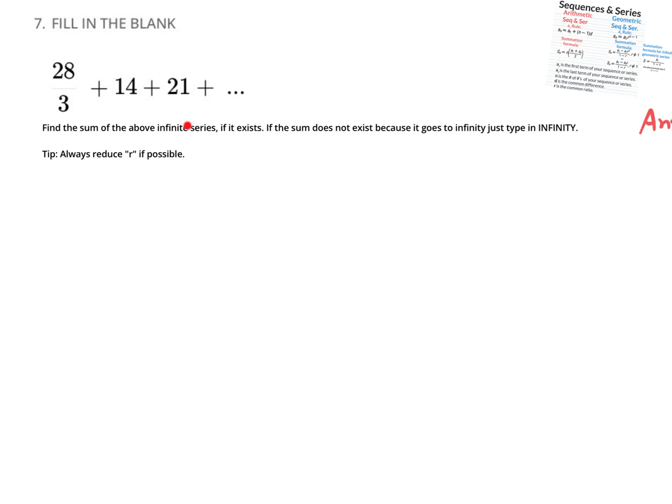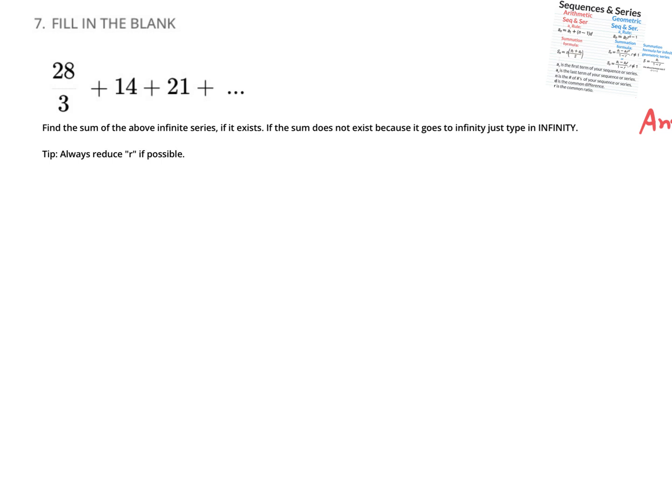Find the sum of the above infinite series if it exists, right? So this addition problem continues forever. It doesn't have an end. It doesn't say like plus 58 and it stops on 58. No, it goes on forever. So we need to find the summation of this infinite geometric series, if it's geometric.